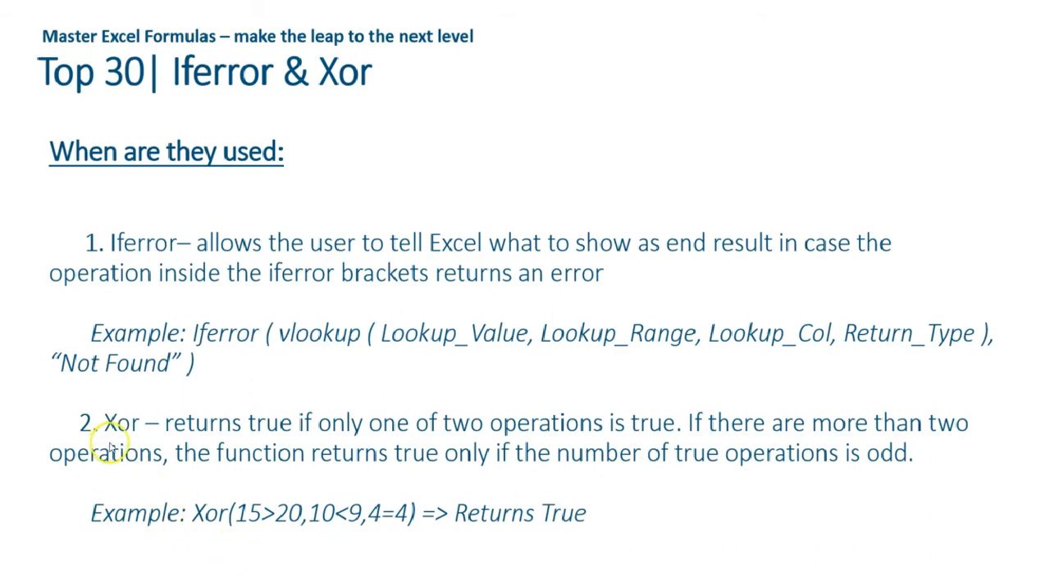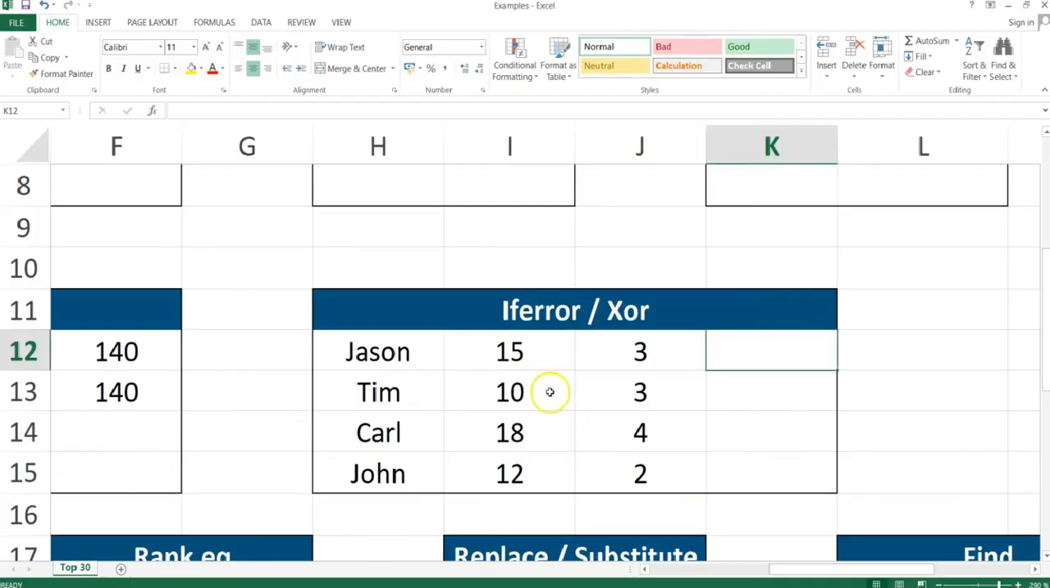The XOR, the other formula, is another logical function, and it returns true if there are only two operations and only one is true. If both of them are true, it will return false. If there are more than two operations inside the brackets, the function returns true only if the number of true operations inside is odd. Now let me show you what I mean by all this, by giving examples.